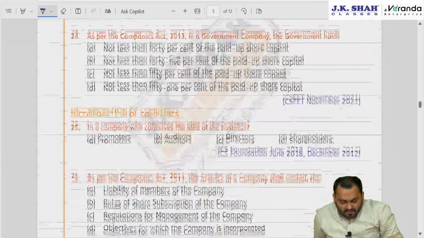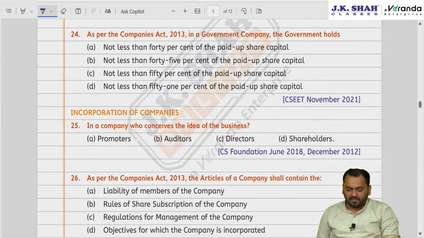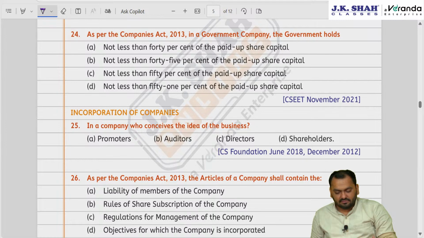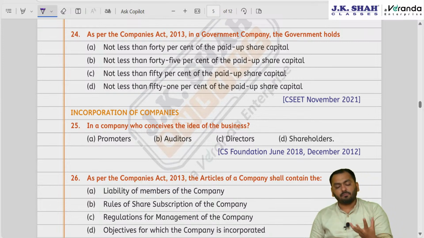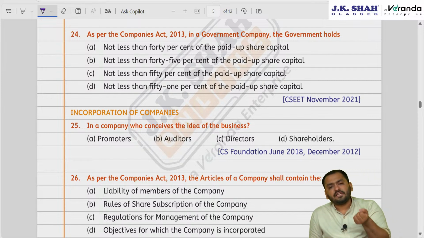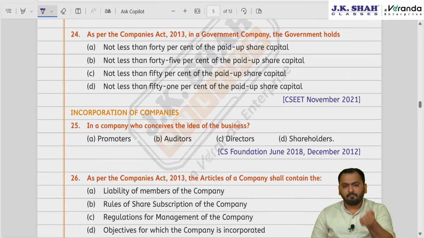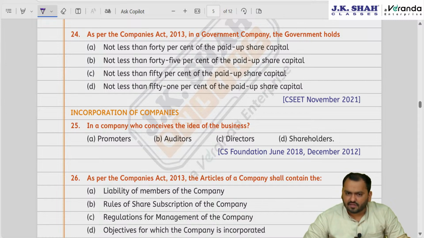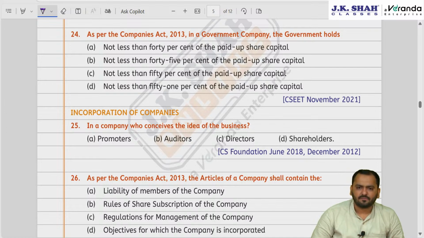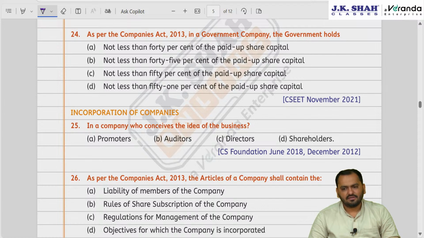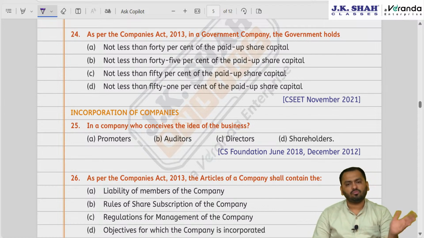Next, as per Companies Act 2013, a government company is a company in which government holds dash. It's very simple, friends. A government company means a company in which 51% or more shares are held by government. Which government? Central government or state government? The answer is any government: central or state government, or both together.